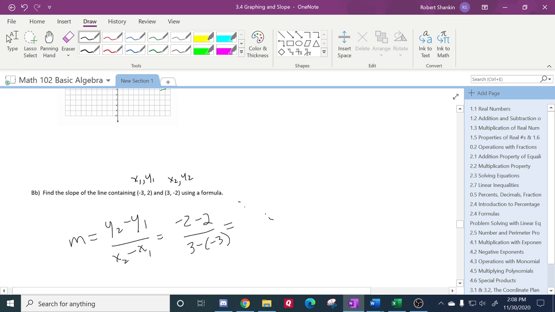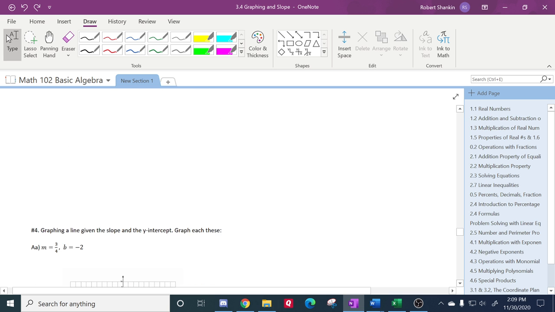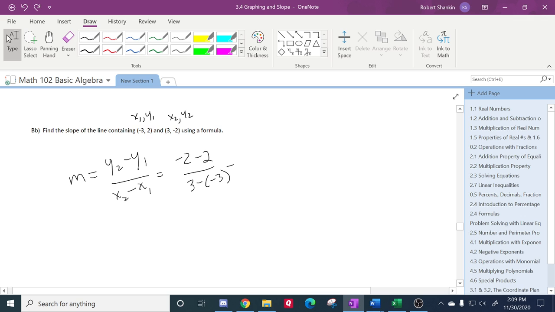This was, graphically speaking, the rise, and this is the run. And I like to put my negative out front when I'm done.